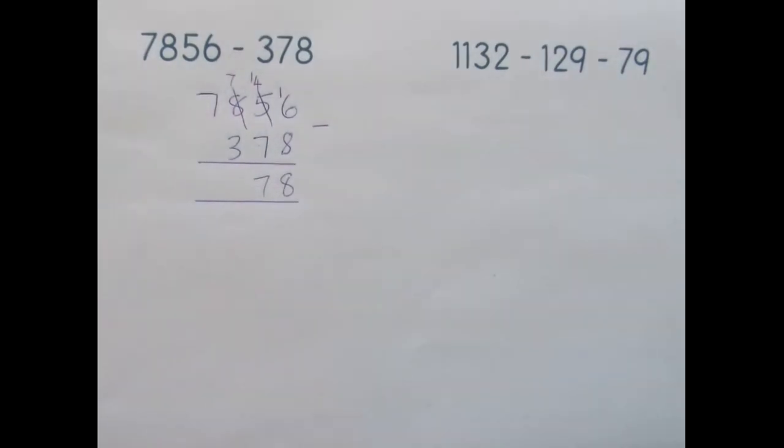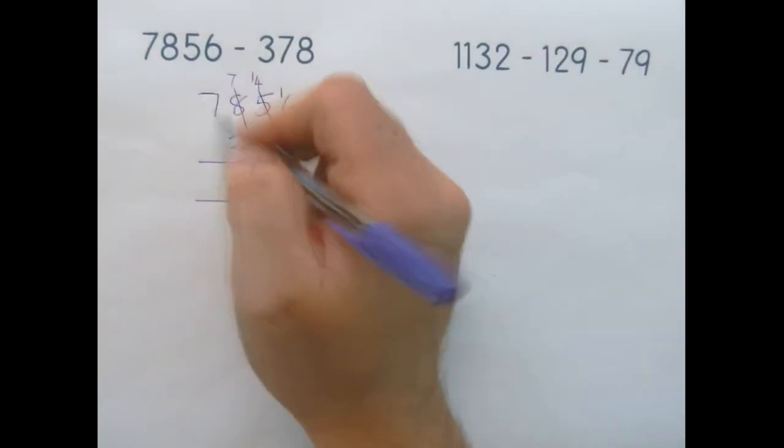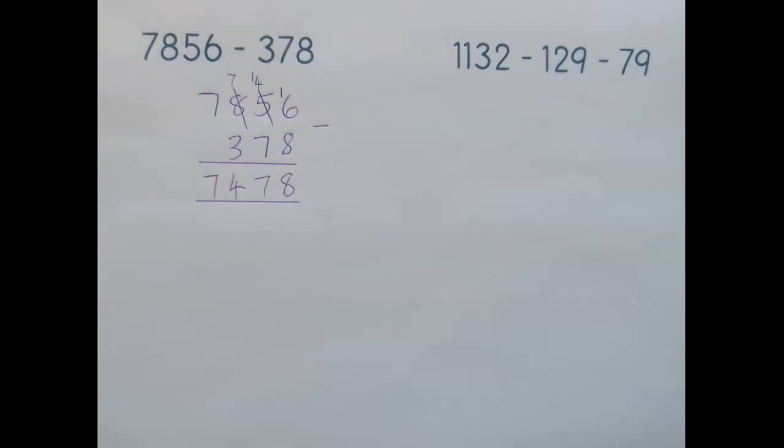7 then take away 3 is 4. And then 7 take away nothing is 7. So 7,478 is my answer.